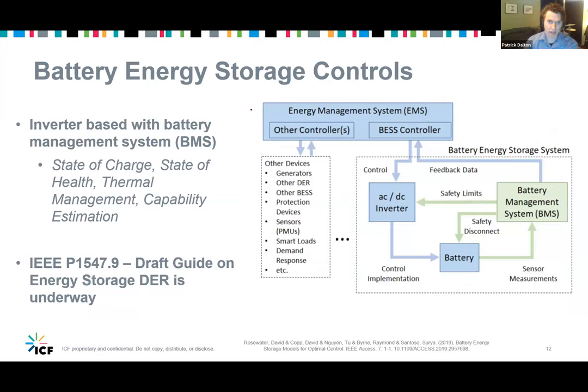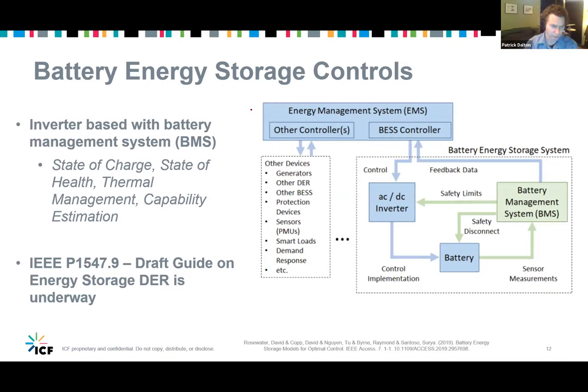And then I also wanted to mention that the battery energy storage controls are a little bit more involved than a standard inverter. There's a battery management system that's really controlling the state of charge, making sure that it's safe. Since storage technology has some risks, it can be volatile if not maintained and operated under the correct environmental conditions. It's really important to have these management systems as part of the overall energy management system for storage.